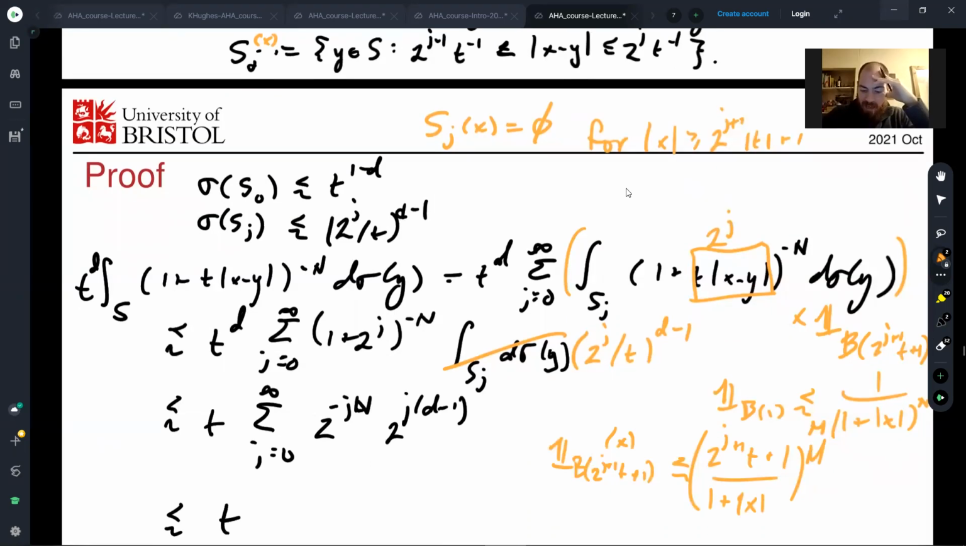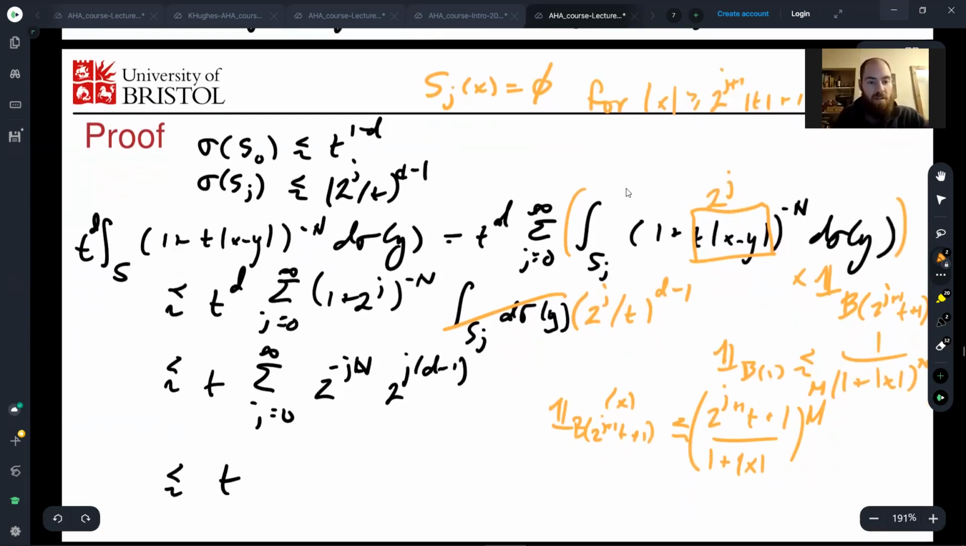That's not obvious to see, but I'll leave that calculation for you to convince yourself. You're just dilating out that ball. But we still get to use this. And now you use the same decomposition as before, but I can split this sum into two pieces. The sum over j from 0 to log of t, plus the sum over all j greater than log t.